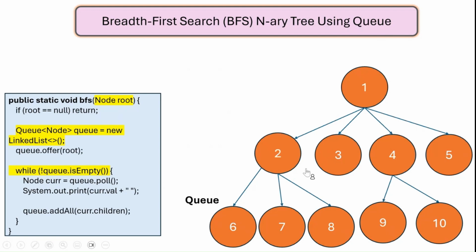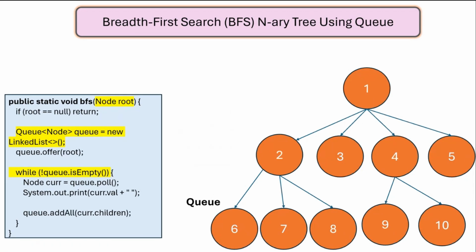So you can see that using the queue data structure, we completed the traversal of the N-ary tree using the BFS approach. In this video, we understood the general tree and how the depth first search and breadth first search techniques can be extended to the N-ary tree. We then understood the implementation of these traversal techniques for the N-ary tree using recursive and iterative approaches for DFS and using a queue for BFS.